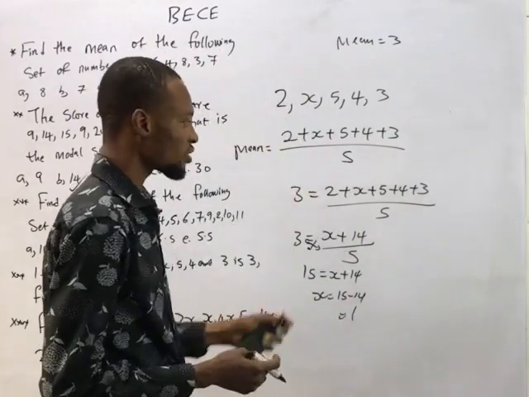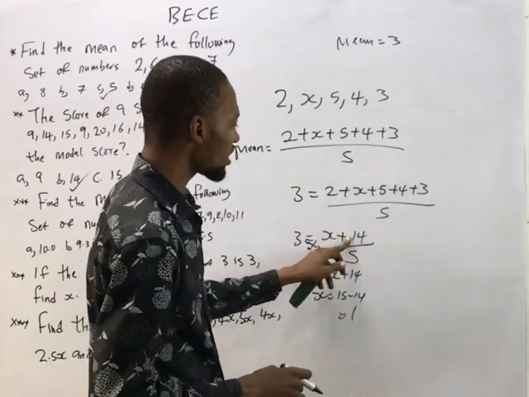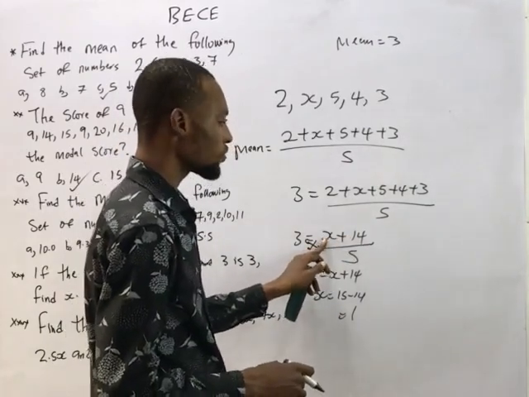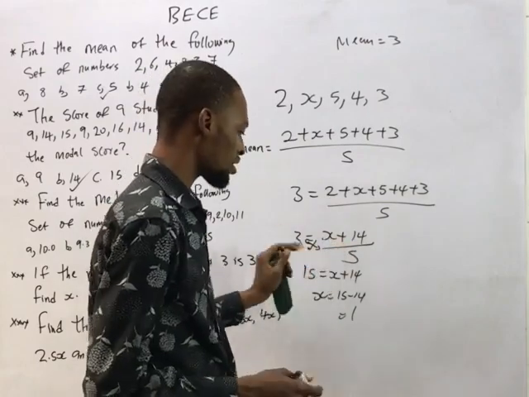You can actually confirm whether it's correct. If everything here is 14, 14 plus 1 will give you 15. 15 over 5 is 3, so it's correct.